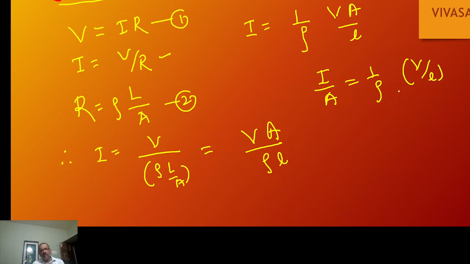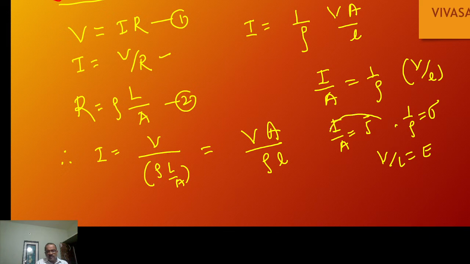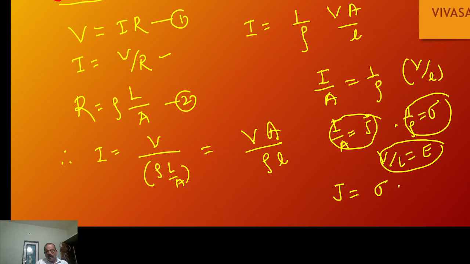Just to check, what happens now? I upon A is the current density J, and 1 upon rho is equal to sigma. And voltage upon length, V upon L, becomes E. Substituting this, J is equal to I upon A, 1 upon rho is equal to sigma, and V upon L is equal to E. You can write the above equation now as J is equal to sigma E.